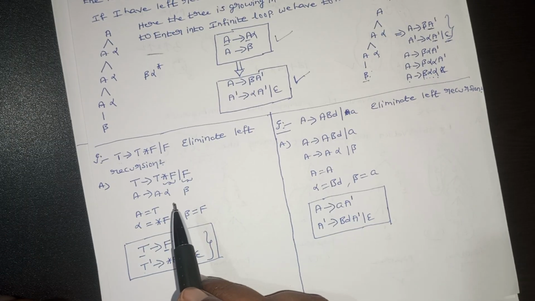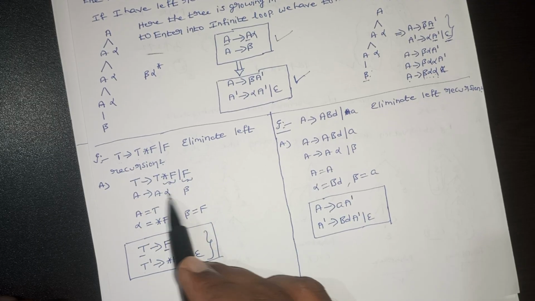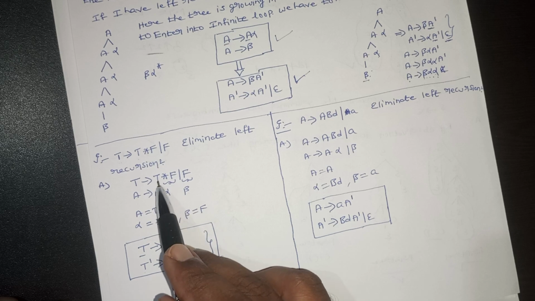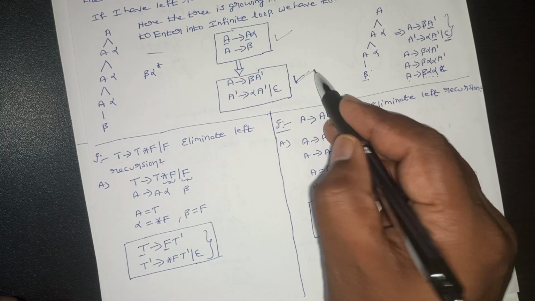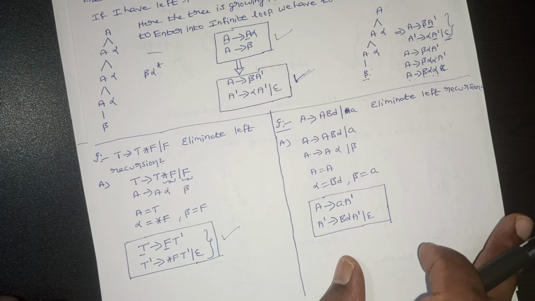Simply they will ask for 2 marks, so they will give one grammar. Simply you have to make some comparison. A tends to A alpha or beta. This is A, this is the alpha, this is beta. You apply this formula, okay, you'll get this answer. Okay, so that is all about the left recursion.